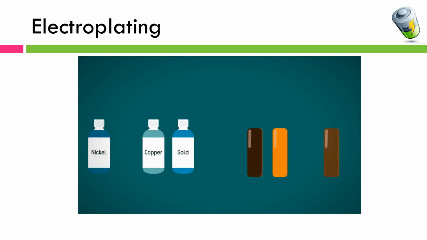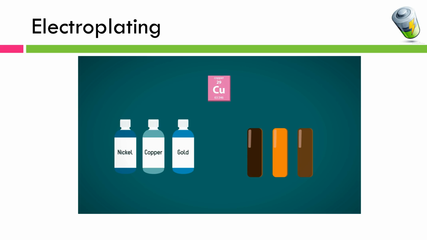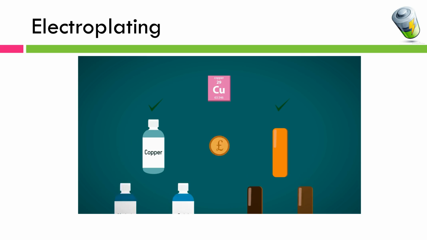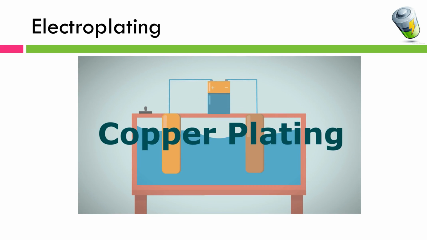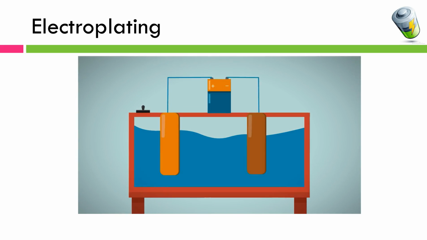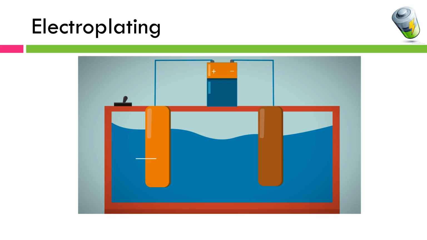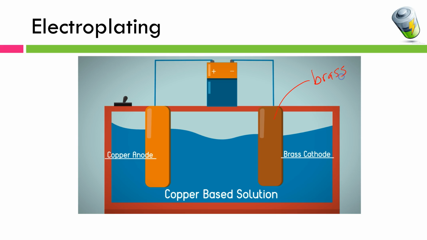The electrodes in an electrolyte are carefully chosen based upon what metal you are plating with. So if you want to copper plate another metal, you will use a copper-based electrolyte solution and have a copper anode. The copper for the plating comes from the electrolyte solution, which in turn has its stock replenished by the copper anode. So let's look at copper plating as an example. We want to copper plate some brass. So we have a copper anode, a brass cathode, and a copper-based solution for the electrolyte.